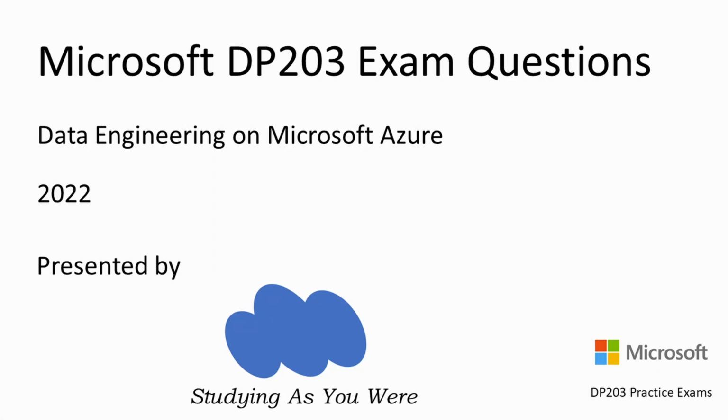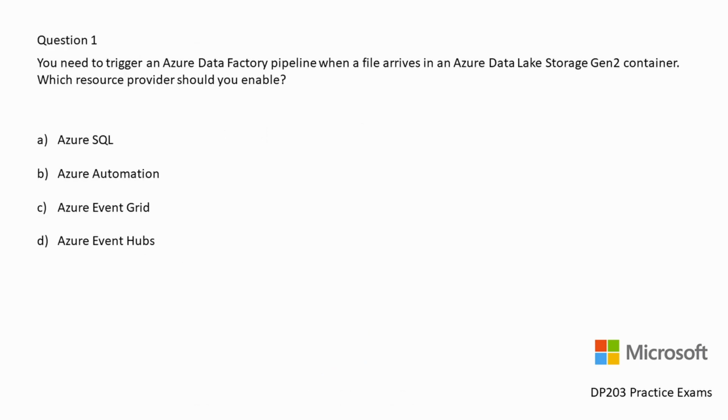Here are 15 exam questions on DP-203, Data Engineering on Microsoft Azure. So the first question is, you need to trigger an Azure Data Factory pipeline when a file arrives in an Azure Data Lake Storage Gen 2 container. Which resource provider should you enable? And the options are A, Azure SQL, B, Azure Automation, C, Azure Event Grid, D, Azure Event Hubs.